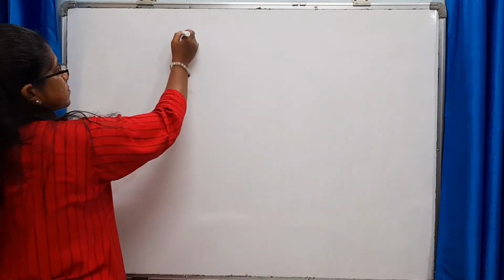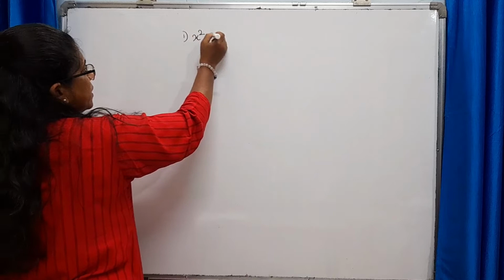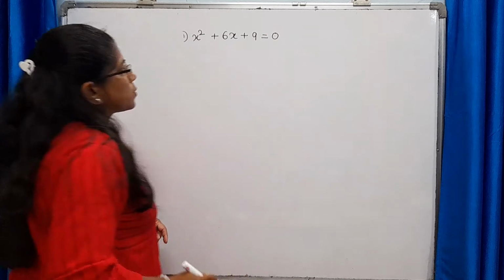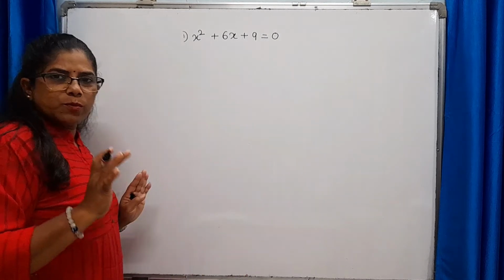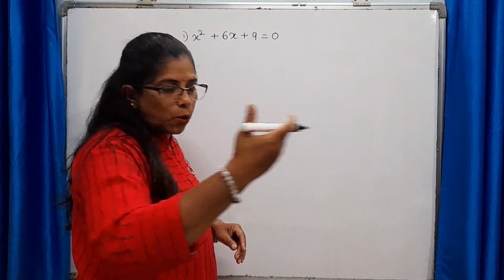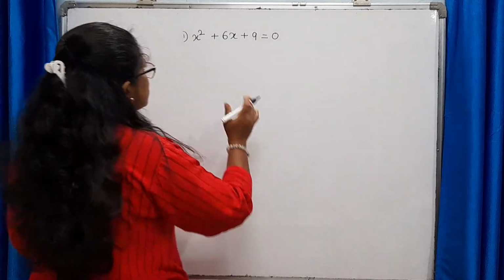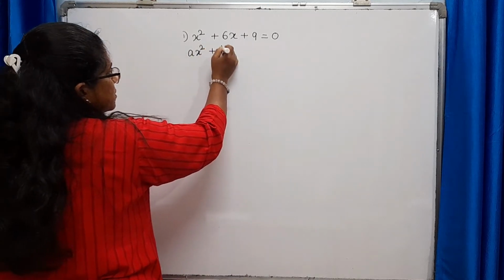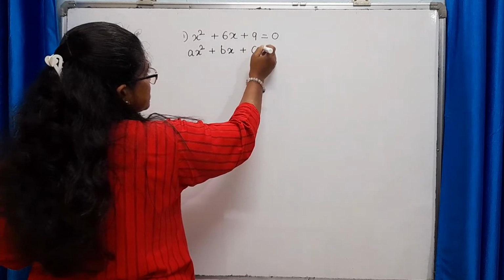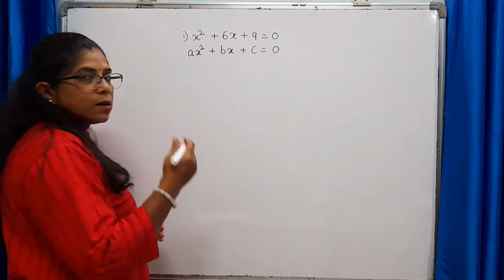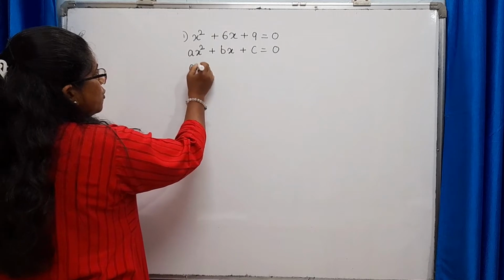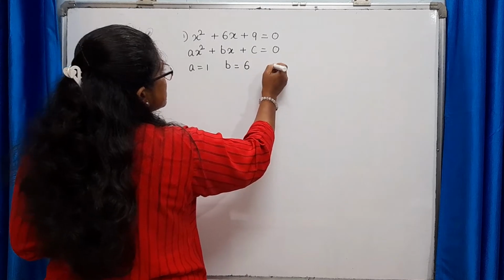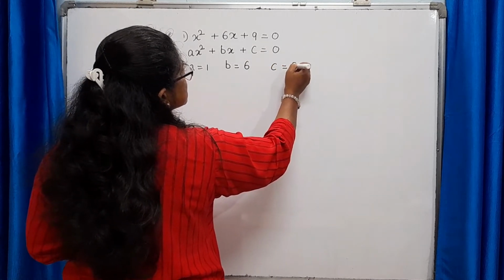First example, x square plus 6x plus 9 is equal to 0. I am writing the equation in standard form. If it is not in the standard form, bring all the terms on LHS and write it in the standard form first. In this case, let us compare with our standard form, ax square plus bx plus c is equal to 0. Now in this case, value of a is 1, value of b is 6 and value of c is 9.